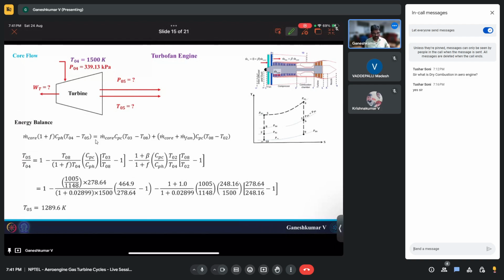This is the turbine energy balance. So this is the only difference from turbojet to turbofan. The only thing is you have an additional fan component, and your energy balance in your combustion chamber and turbine changes.